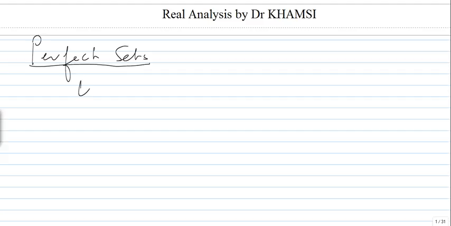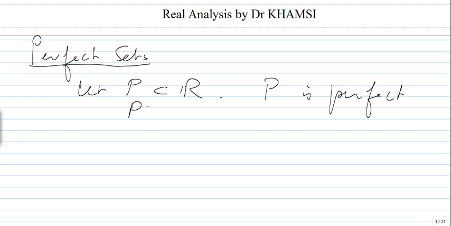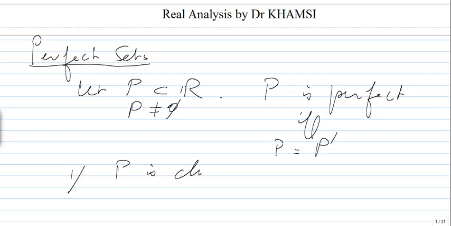So first of all, we take P, a subset of R, and we say that P is perfect. We assume, of course, P non-empty. P is perfect if and only if P is equal to P prime, its Cantor-Bendixson derivative. So, number one, we know from this that P is closed because we have seen that P prime is closed. And if P prime is equal to P not empty, then P is infinite.